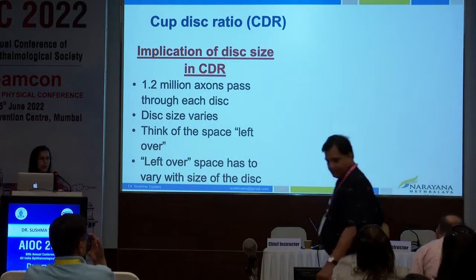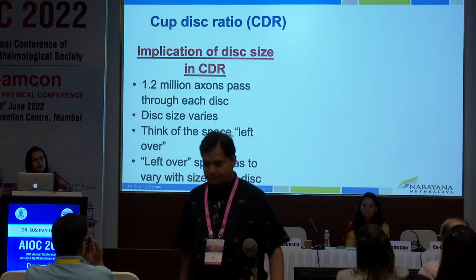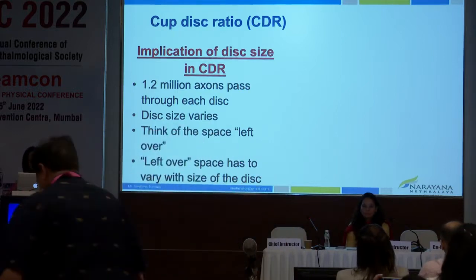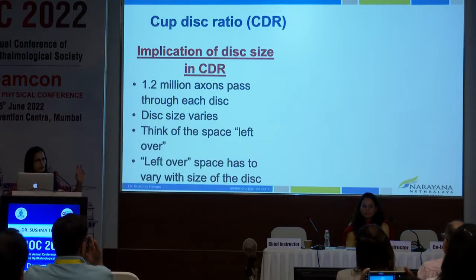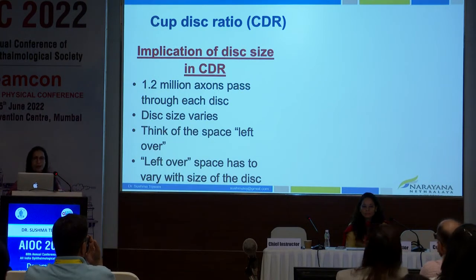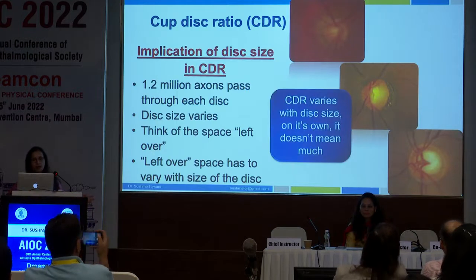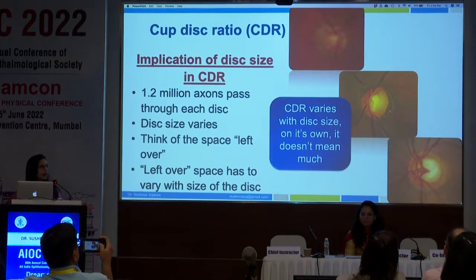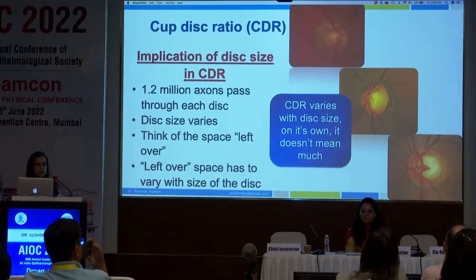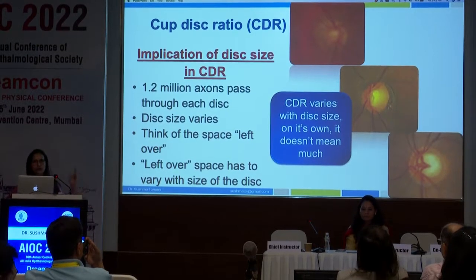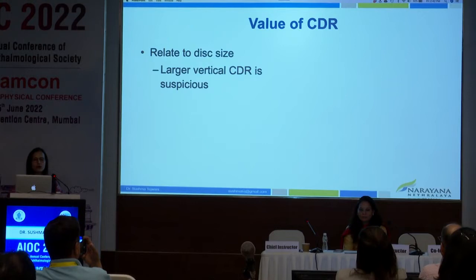So what is the importance of this CD ratio? Well, we know if the disc size is bigger, the number of axons that have to pass through that canal is the same. So the cup is something which is a leftover space. If you have a larger disc, you are bound to have a larger cup. If you have a smaller disc, you're bound to have a smaller cup. So that is why CDR does not mean anything unless we specify whether it is a smaller disc, medium-sized disc, or a large disc. So that is how CD ratio becomes important.